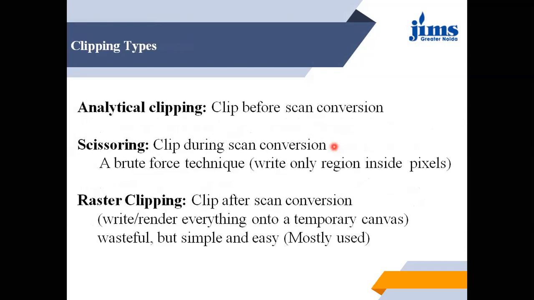Based on time, clipping is of three types. First is analytical clipping, in which clipping is performed before the scan conversion. Second is scissoring, in which clipping is performed during the scan conversion. And third is raster clipping, in which clipping is performed after the scan conversion, and that's used most of the time.